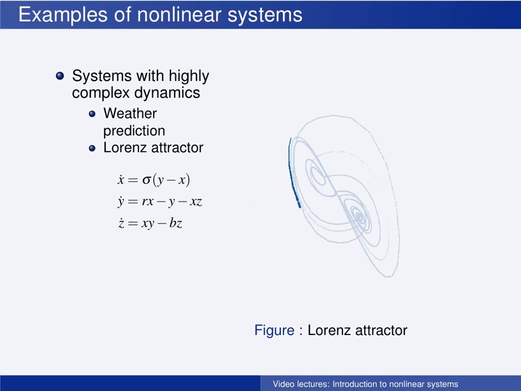So these are some examples of systems where the nonlinearities are so essential that it is not adequate and sometimes not at all possible to describe the system behavior by a linearized model, because nonlinear systems may display complex behavior that linear systems just cannot reproduce.